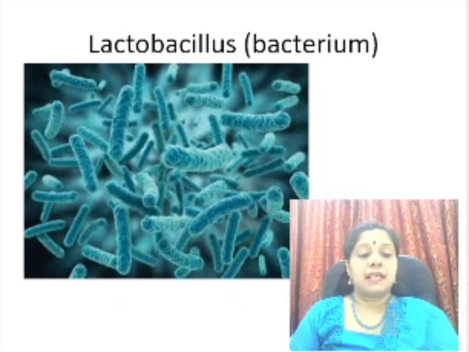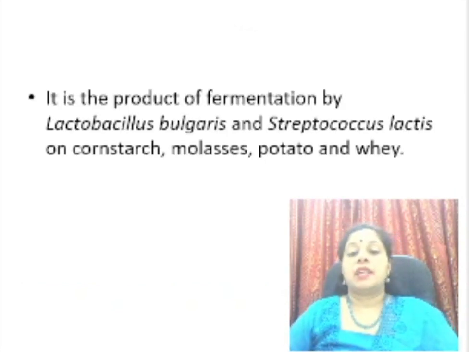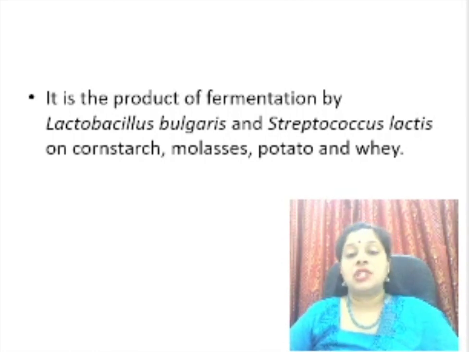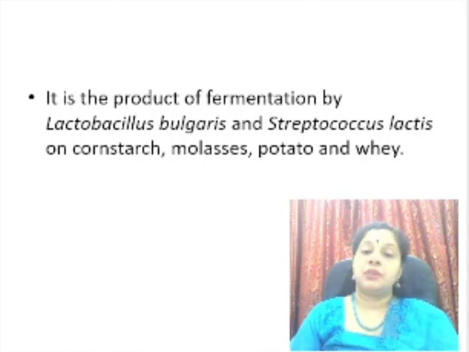So lactobacillus, as we mentioned, it's a product of fermentation. Lactobacillus comes under lactic acid bacteria, LAB bacteria, and lactic acid is a product of fermentation by Lactobacillus bulgaris and Streptococcus lactis on cornstarch, which can be a substrate, or molasses from sugarcane, or potato or whey. So these two names are not given in your NCERT, you can note it down.